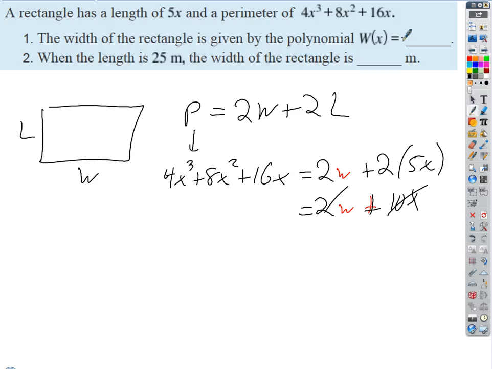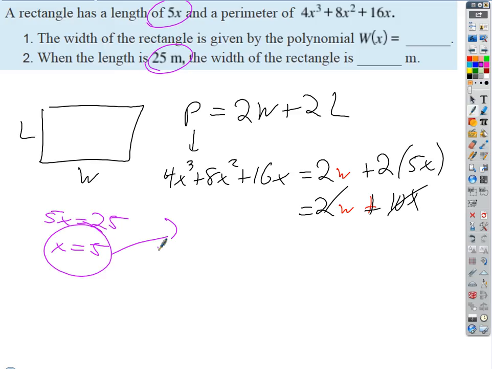And then for part 2, they want to know when the length is 25. So let's look at that. If the length is 25, but the length is 5x, what's x going to be? 5. Yeah, that's just like saying 5x equals 25. So x equals 5. And then we're going to get some answer for W that's a big polynomial with x's in it. What do I do to find out what the width is going to be when the length is 25? If I know x is 5, wouldn't I just plug that into the polynomial, right? Does that make sense? Okay.